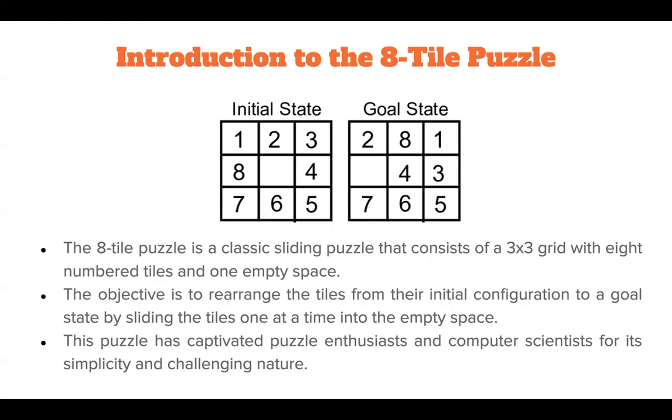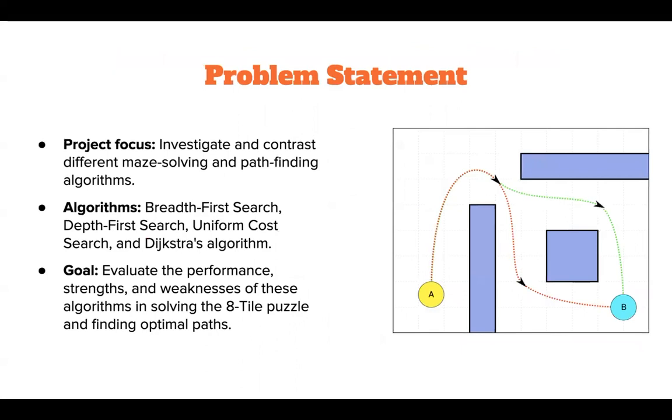The simplicity of the 8-tile puzzle problem and the challenge in nature has captivated puzzle enthusiasts and computer scientists alike. Our project centers around investigating different maze solving and pathfinding algorithms to tackle the 8-tile puzzle. Specifically, we will be exploring 4 main algorithms: the breadth first search, the depth first search, the uniform cost search, and Dijkstra's algorithm. The primary goal is to evaluate the performance of each algorithm in solving the 8-tile puzzle.